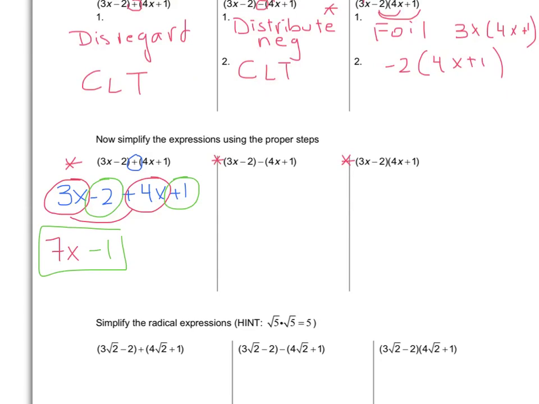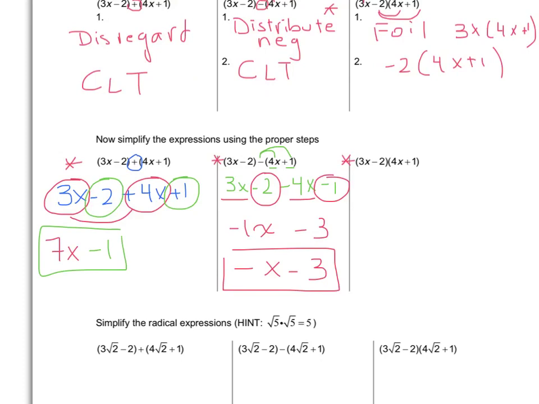Now in the second one, where you have a negative, remember a negative changes everything inside the parentheses. So you copy 3x minus 2 as it is, and you distribute the negative to have negative 4x minus 1. Remember, a negative changes the sign of anything inside the parentheses. Now let's combine like terms. 3x minus 4x is a negative 1x. Negative 2 minus 1 is a negative 3. So you can rewrite that as negative x minus 3. That would be the final answer. Now let's move on to the last one.